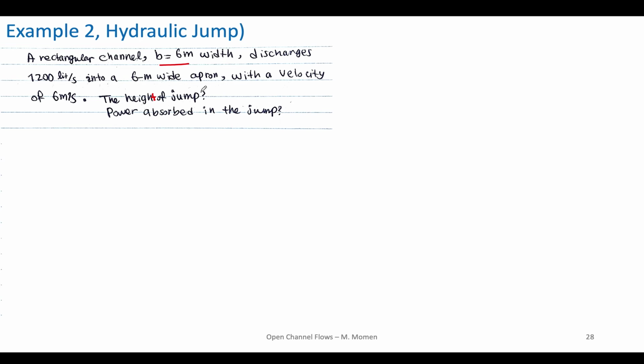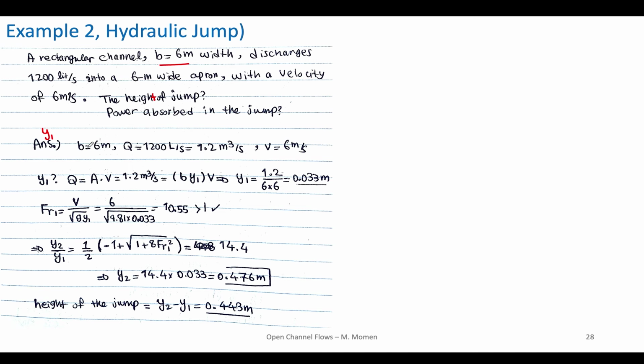Okay. So similar to the previous example, the first thing I want to find is Y1, because I don't know what Y1 is, the depth of the fluid before the jump. Okay, so let's see. Here we have these givens.